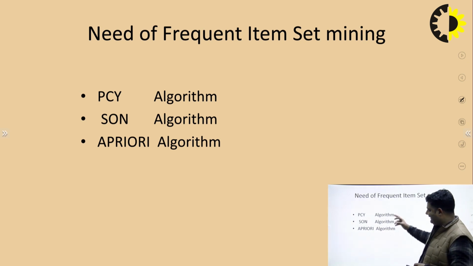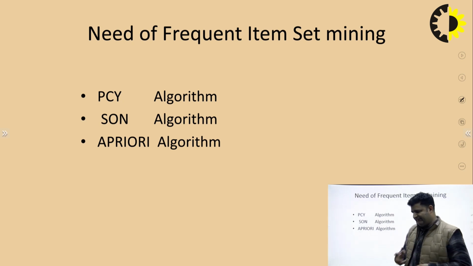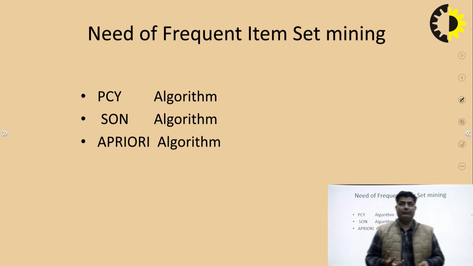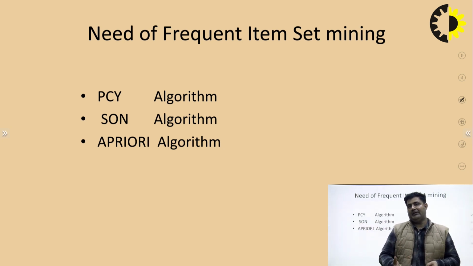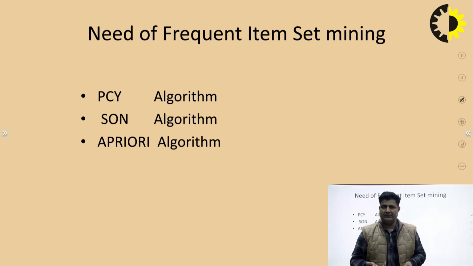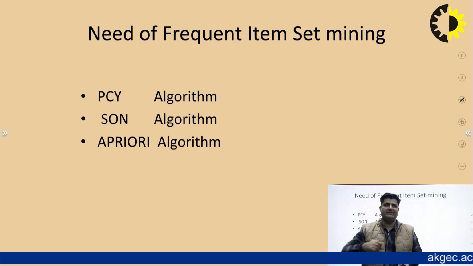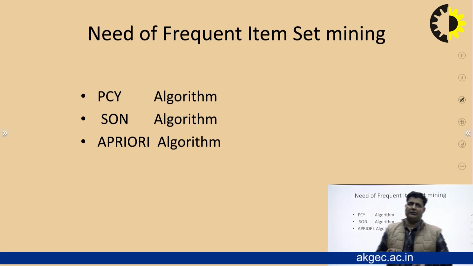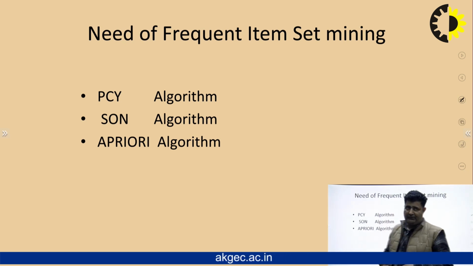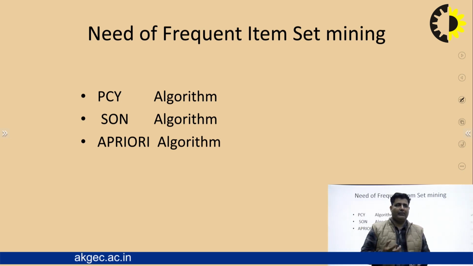The PCY algorithm tries to find the frequent item sets, meaning which items are most frequently purchased by customers. The PCY algorithm uses a hash function to find which items are most in demand on a frequent basis. The other is the SON algorithm, which is also used to find the number of frequent items. It uses the map reduce function for this.